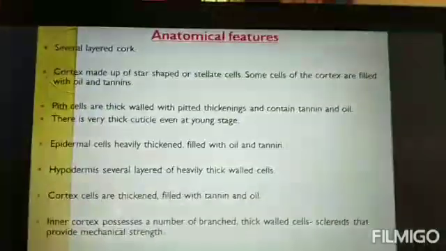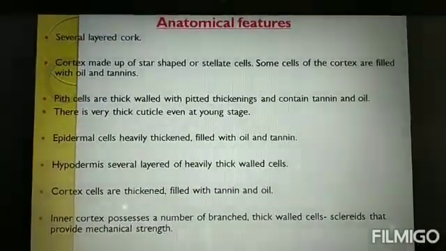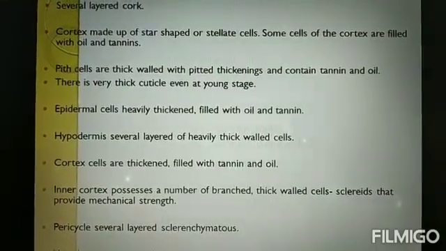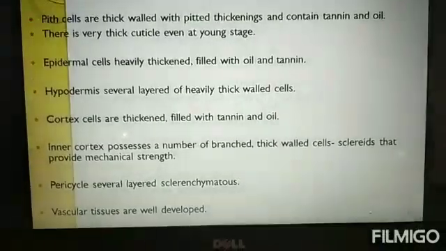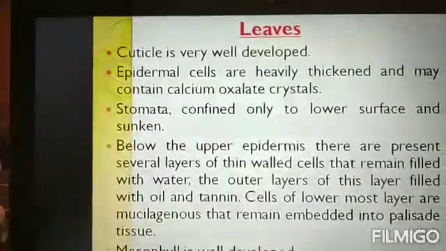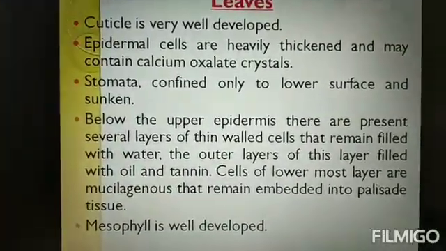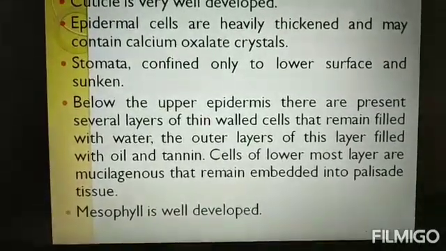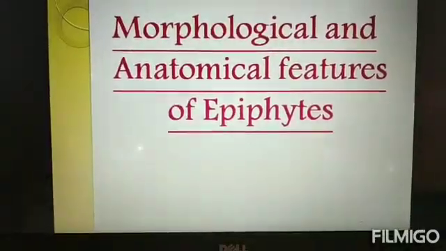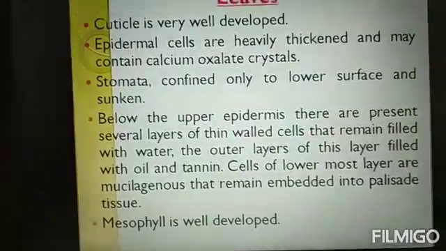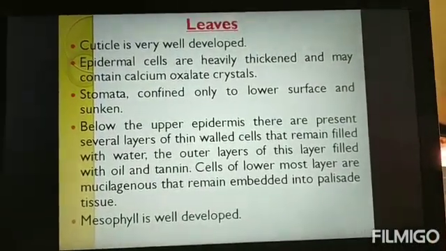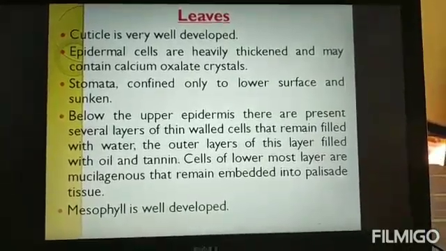The anatomical features of halophytes are that they have several layers of cortex made up of star-shaped or stellate cells. Epidermal cells are heavy and thickened, and the hypodermis and cortex are thickened in nature. The cuticle is well developed, sometimes these halophytes consist of milky latex also, and the mesophyll is well developed. So these are some special adaptations adopted by halophytes to overcome ecological problems.